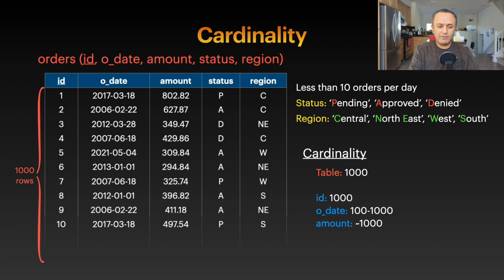For the amount column, these are just money amounts, not very likely to find duplicates there. You might find some duplicates, but it's probably almost unique. So the cardinality here is also around 1,000. The status column, we know that you can only have one of those 3 values. So no matter how many rows in the table, you will always have only those 3 values. So the status column has a cardinality of 3. Similarly, for the region column, you can only have one of these 4 values. So the cardinality of that is 4.